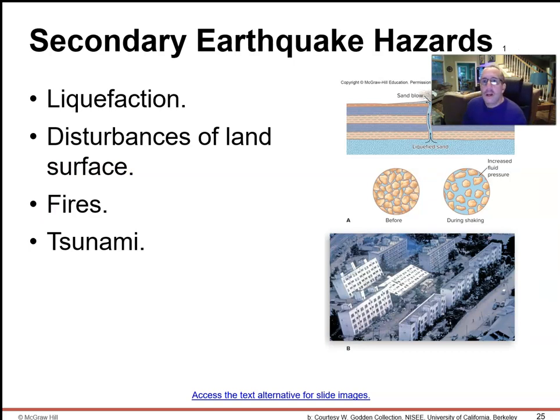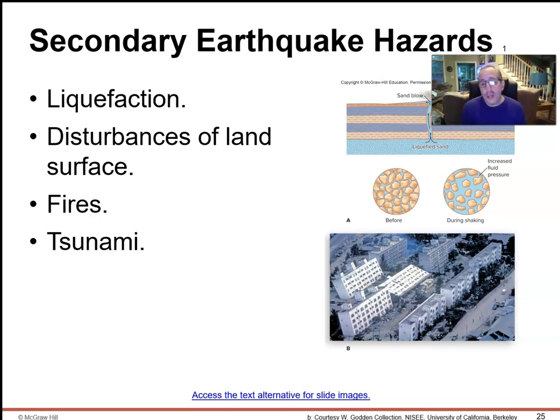Now, the secondary earthquake hazards, we've already mentioned a couple of these. The liquefaction is when solid material like a clay, soil that has a lot of moisture in it actually becomes viscous. It actually can move like a liquid, and you have that moving, and just buildings come straight down in that. You got disturbance to the land surface.